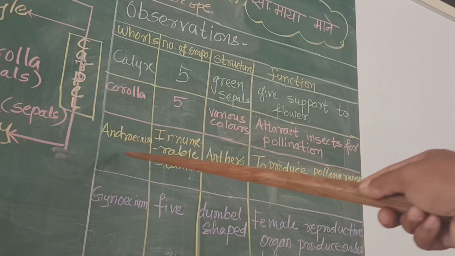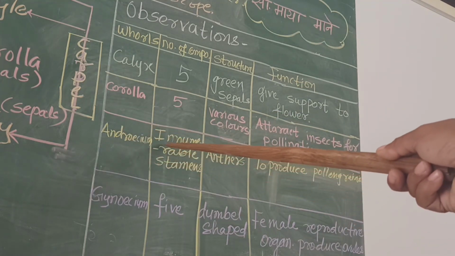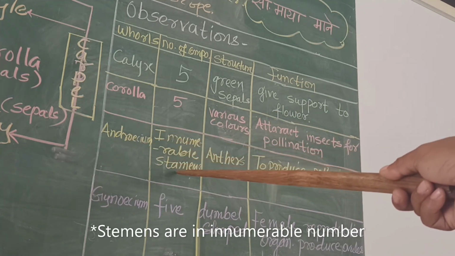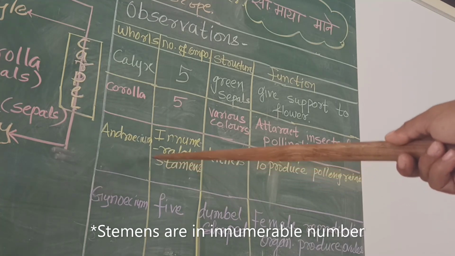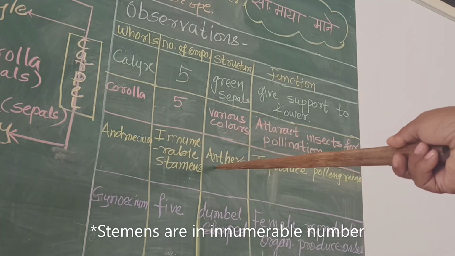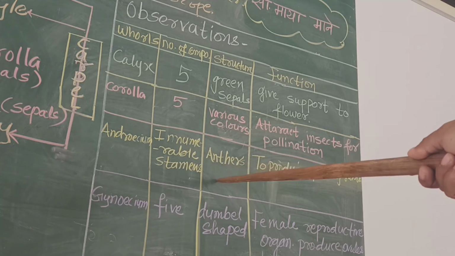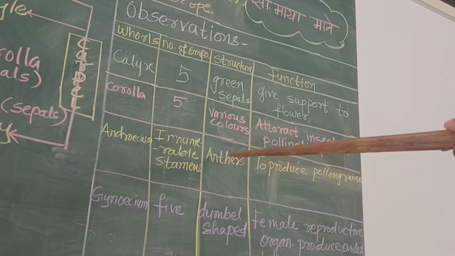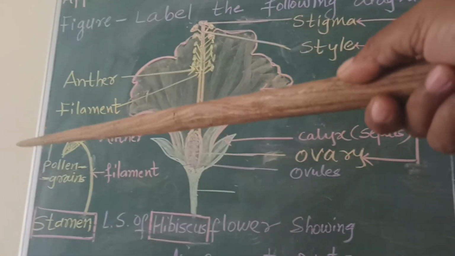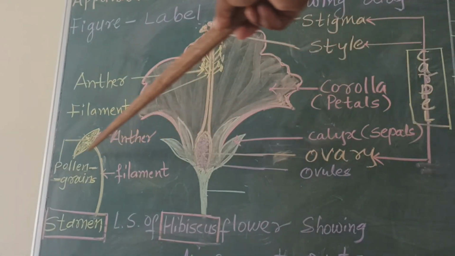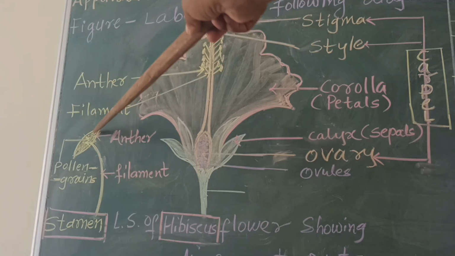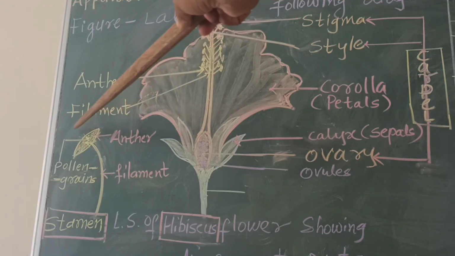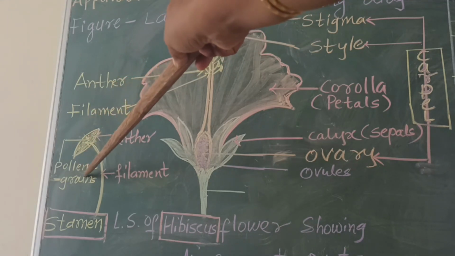Then androecium. Androeciums are in innumerable numbers. असंख्य प्रमाणात अँड्रोशियम असतात. त्याच्यातल्या एका पार्टला आपण अँथर म्हणतो. म्हणजे अँथर. पहा इकडे, this is anther. Inside the anther, pollen grains are present.